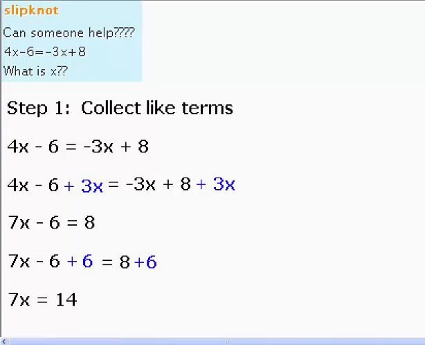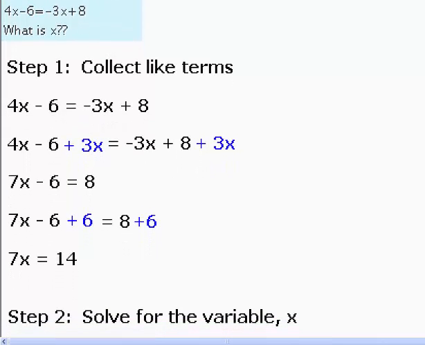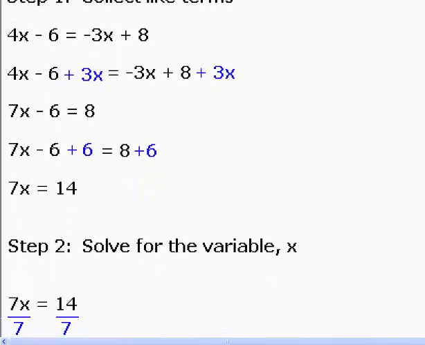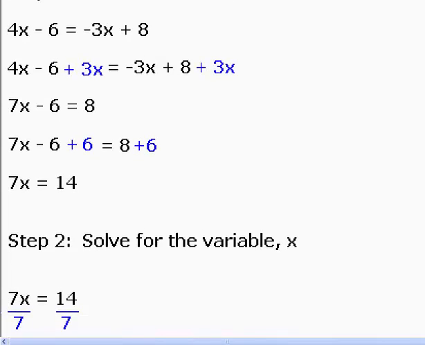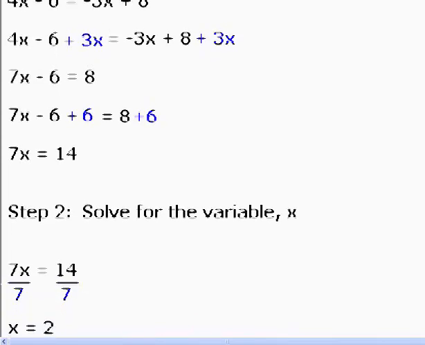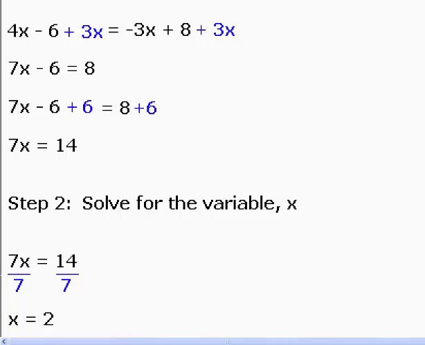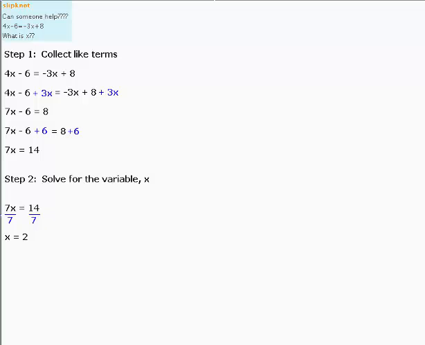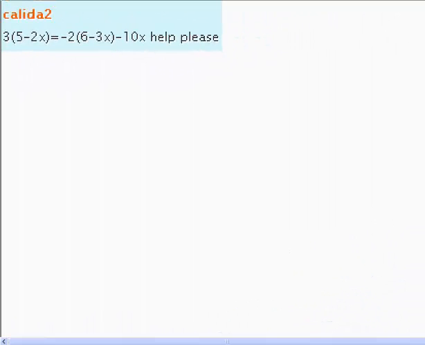So this leads us to our second step, which is to solve for the variable x. Again, we are dividing 7 from both sides of the equation, and then this leaves us with x is equal to 2. So there you are, Slipknot. I hope you found this helpful. Now we can move on to Kalida 2's question, which is very similar, but it has one added step.